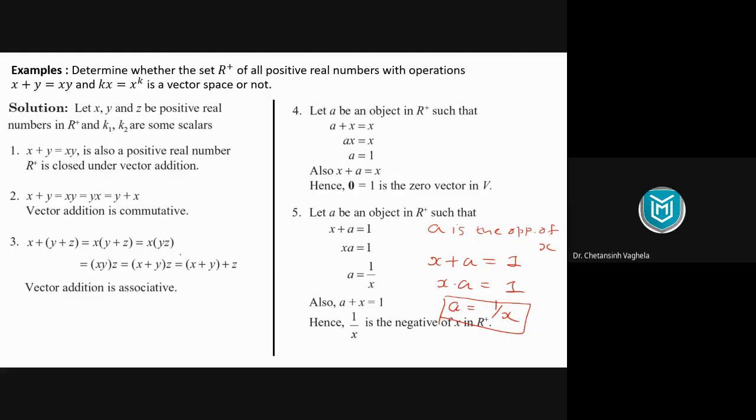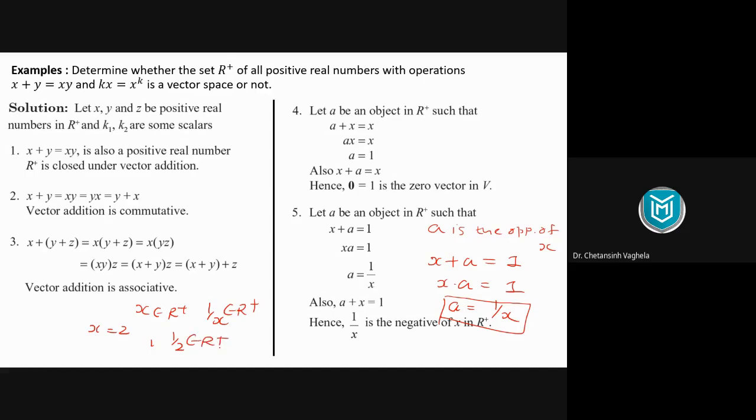What do you think? Is it part of R plus? Anyone? Yes, sir. Yes, because if x is positive, then obviously 1 upon x is also positive, and 1 upon x is also a real number. Just for example, if x is 2, then 1 upon 2 is also positive as well as a real number.